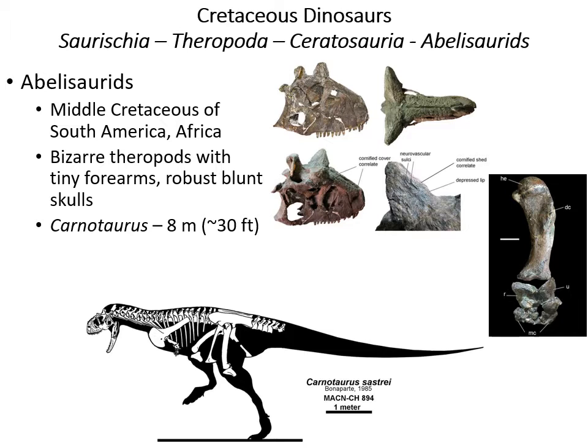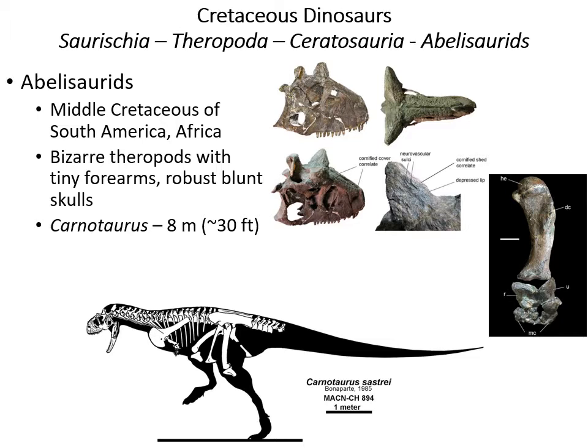While last time in the Jurassic we looked at Ceratosaurus nasicornis, the Cretaceous ceratosaurs are much different. These are the abelisaurids, one of the strangest and, I'm biased here, but coolest theropod groups of the entire Mesozoic. These are mostly middle Cretaceous of South America and Africa, and they truly are bizarre.